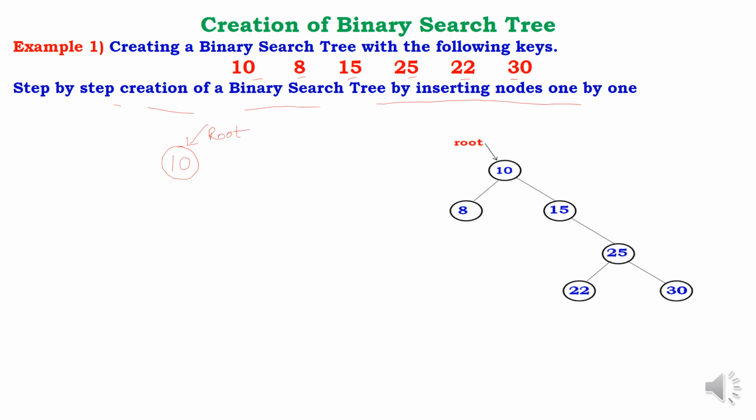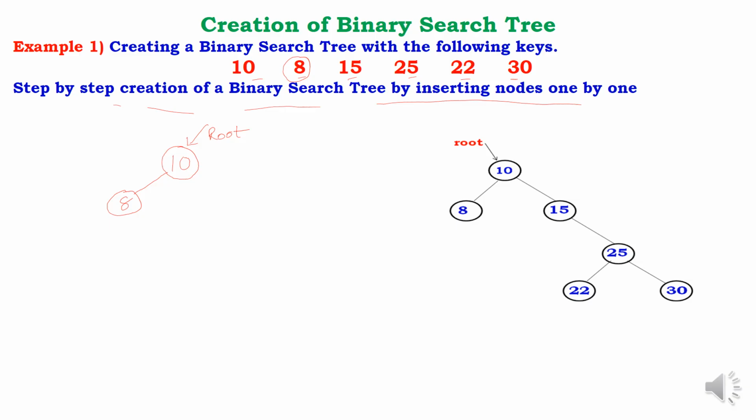Next I have to add another node with information 8. Create a node with information 8 and compare it with the root node. The condition is that a node which is less than the root value should come in the left subtree of the root. So 8 is less than 10, it should come in the left subtree. The left is empty, there are no nodes, so we can add a node here. So 8 is added as the left node of 10.